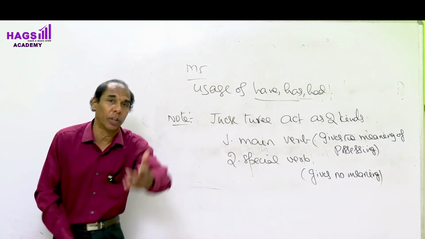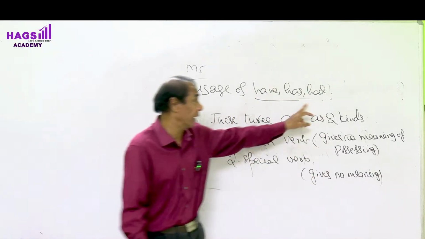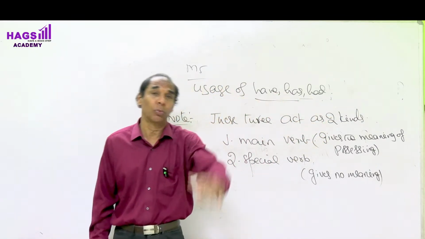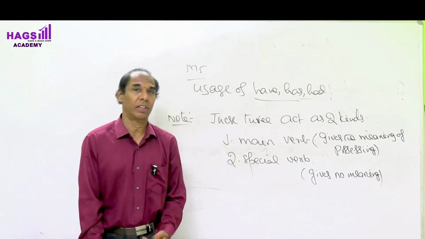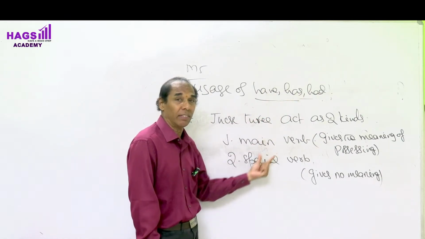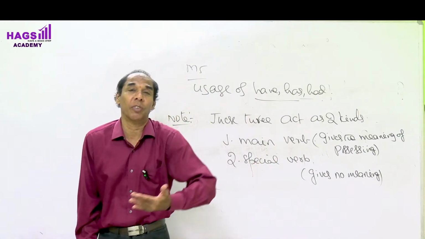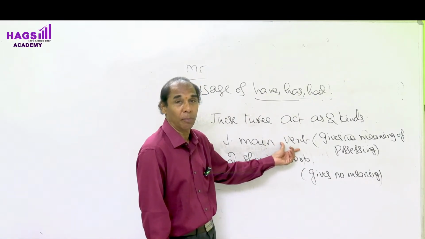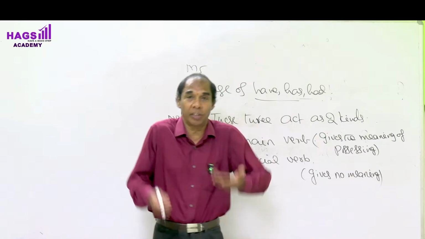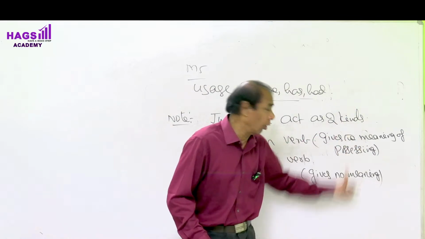Let me please explain, then you can note down. Right? See, usage of have, has, and had. Most dangerous these three are, because these three act as two kinds. What are the two kinds? Sometimes these three act as main verb. Sometimes these three act as special verb. What is the difference between main verb and special verb? Main verb means, first write like this, gives the meaning of possessing. Possessing means having, right? Special verb means gives no meaning. First note down and explain. Note down.